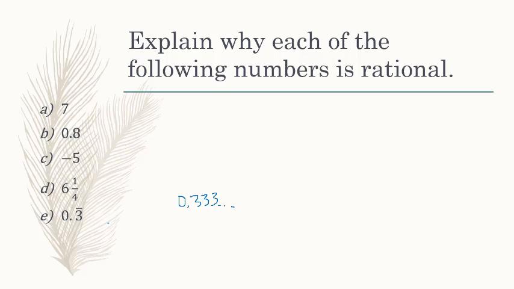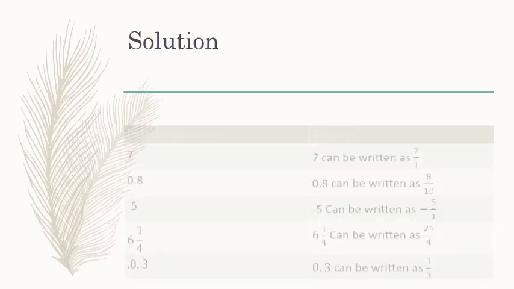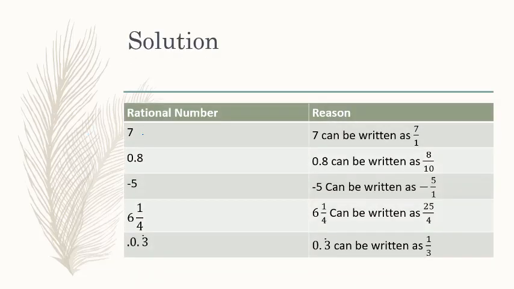Remember the videos from last time? It was on Khan Academy. Okay, solution. 7 is a rational number. Why? The reason is that 7 can be written as 7/1.